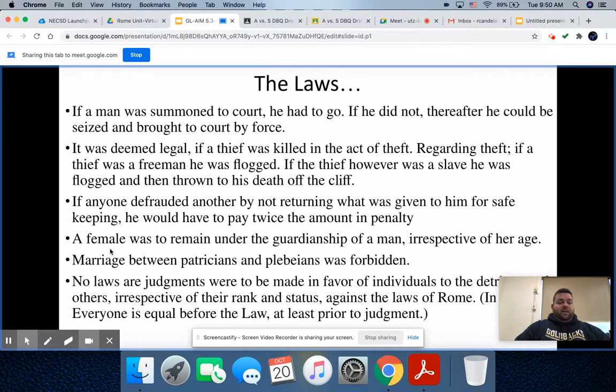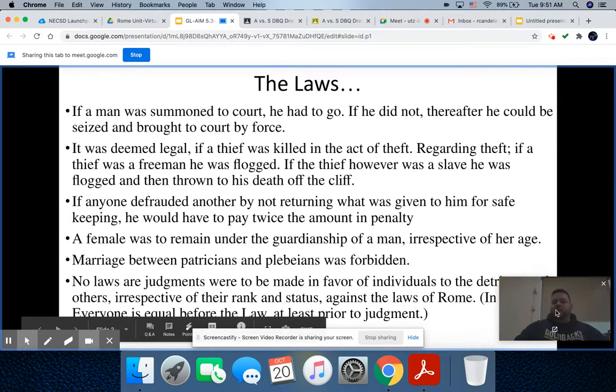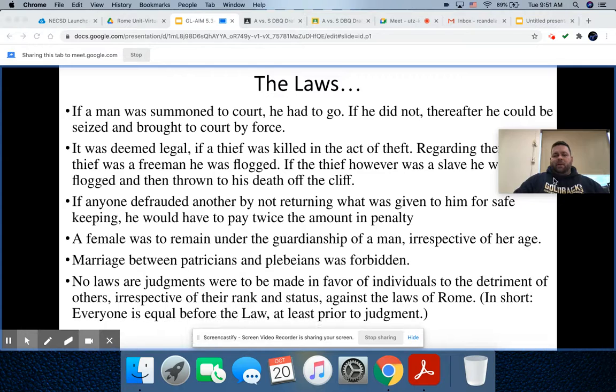But there are also some indicators here about their society. Look at this: a female was to remain under the guardianship of a man, irrespective of her age. This is something that we see throughout history, even though it's kind of gross: women, when they're young, are under the control of their father until they're married. Once they're married, they are under the control of their husband. And when the husband dies, they are then under the control of their oldest son. I wanted to add that because it shows what's happening there.